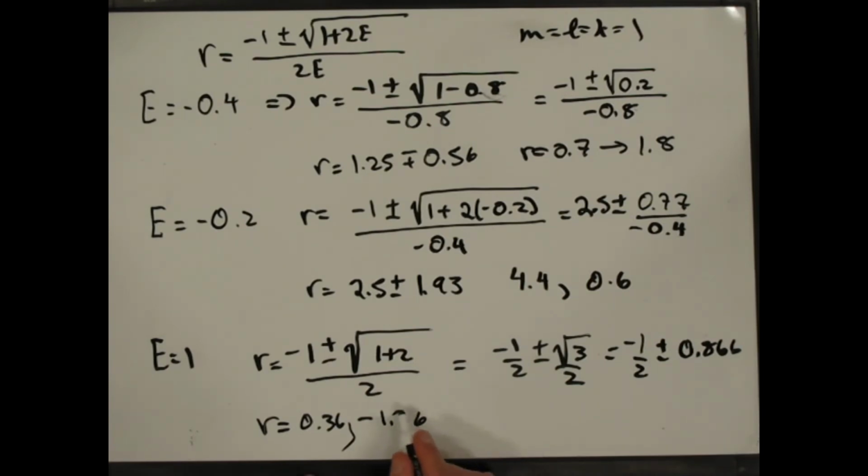The problem is r can't be negative. R is the radial distance, so it's not a negative number, and there's no negative value for r. And so this one goes away, and you'll see there's only one value of r, and it's the minimum r. What this means is that the orbit is either hyperbolic or parabolic, and there's no maximum distance, there's just a minimum distance.